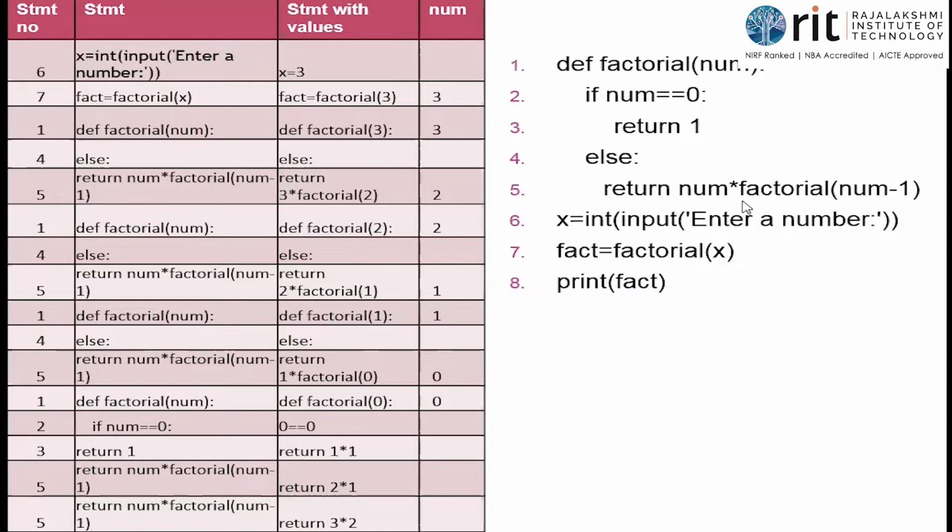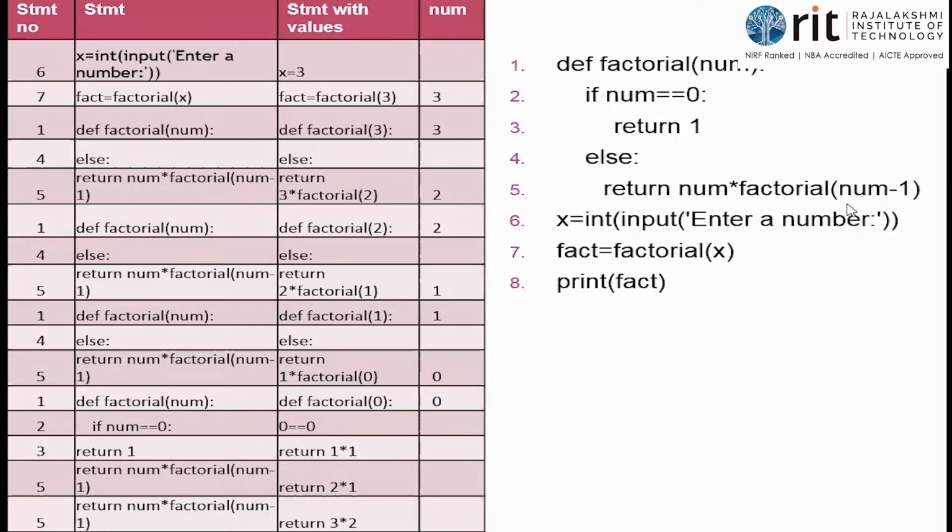Now, factorial logic: 5 into 4 into 3 into 2 into 1. If the number is 3, it means 3 into 2 into 1. 3 is the input. So how should I get 2? That is how I have written the logic. Num minus 1. Okay, 2. Again, I should have the value 1. How do you get 1? 2 minus 1, isn't it? That is why this.